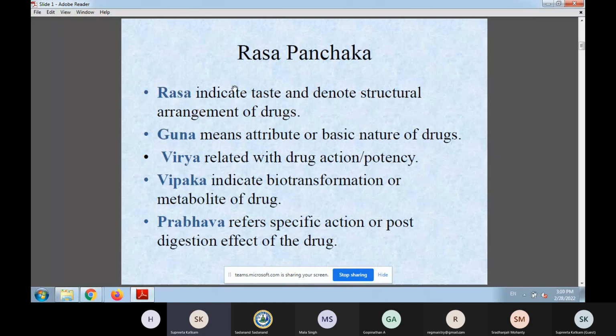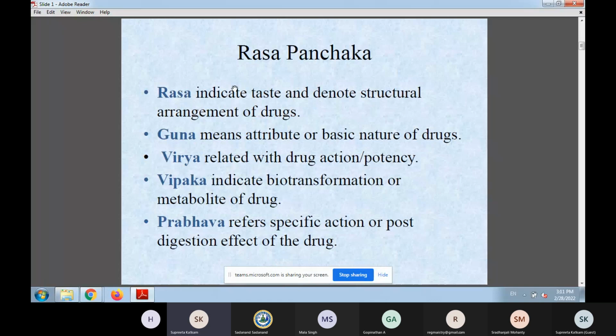Okay. Guna. Guna means attribute or basic nature of the drug. Basically, what is the drug? Is it Guru? Is it Laghu? Is it Ushna? Is it Shita? Etc. Virya. Virya is related to the potency. There are 6 types of virya, but we will be considering drugs, or medicinal plants or a substance, based on only 2 viryas, that is Ushna virya and Shita virya. Whether a substance is Ushna or Shita, we'll be taking that into consideration.